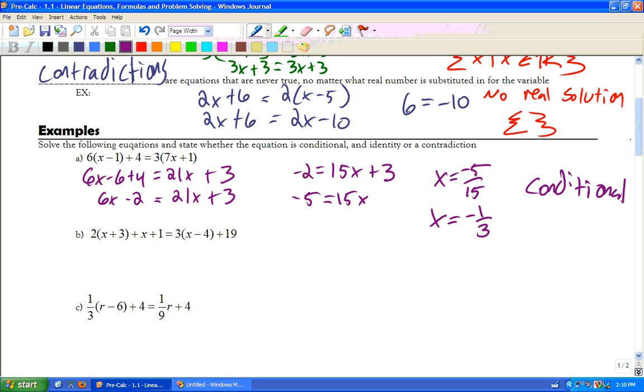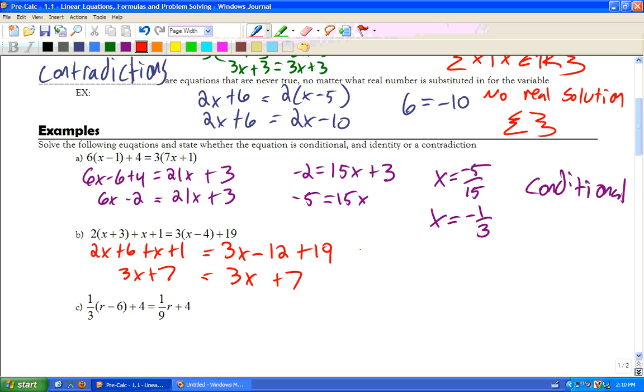We're going to skip number, no, we're going to go over number 2. Number 2 is a good example. We're going to distribute to get 2x plus 6 plus x plus 1 equals 3x minus 12 plus 19. Combine our like terms. 3x plus 7 equals 3x plus 7.